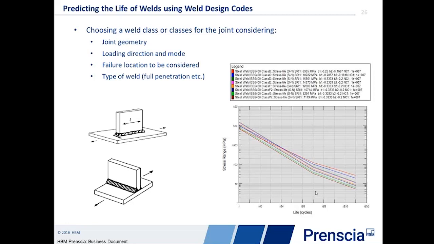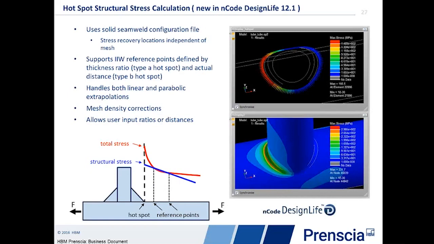One of the recovery methods that is relatively popular now for this method is the hotspot stress. Something that was just added in 12.1 for DesignLife is a way to recover the hotspot stress for these codes. Again, as I mentioned, historically this was basically two strain gauges in front of the weld toe, and it has been very labor-intensive to do using a finite element model because I needed very specific node or element centroidal locations.